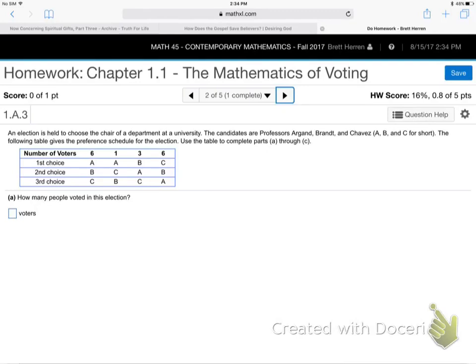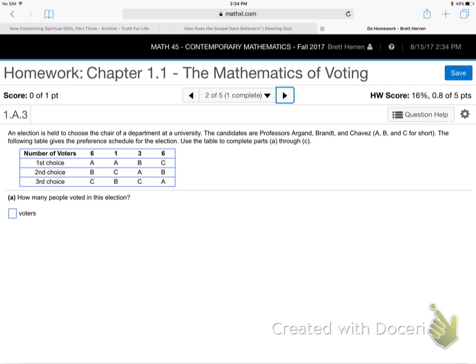okay. So an election is held to choose the chair of a department at a university. The candidates are professors A, B, and C, basically. The following table, blah, blah. How many people voted in this election? Yeah, can you figure that out? So try that. How many people voted in the election?